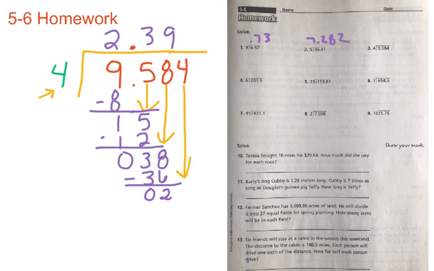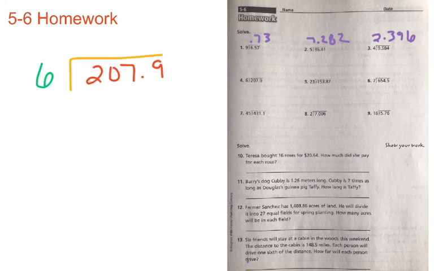My next number is a 4 to bring down. And I know that 4 can go into 24 because 4 times 6 is equal to 24. And I can go ahead and subtract. 24 minus 24 is 0. And I am finished there. So my answer for number 3 is 2 396 thousandths, or 2.396. All right, we're going to move to number 4.